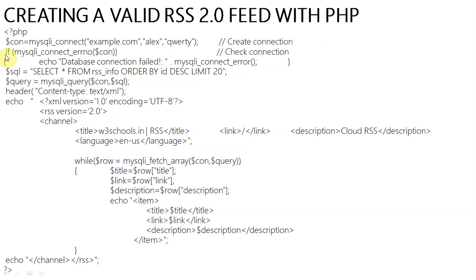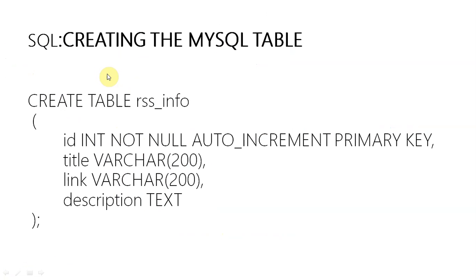And in the second statement, if mysql underscore connect underscore error, so if there is any error while connecting, it will display the message database connection failed, and the mysql connect error will be displayed. Otherwise, if there is no error, it will move to the next statement, and the message will not be displayed, and select asterisk from RSS info. RSS info is the table from the previous program.